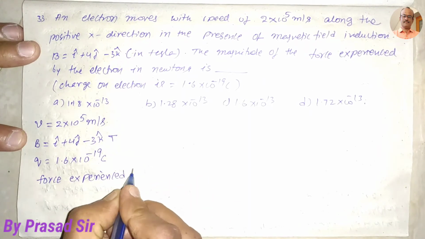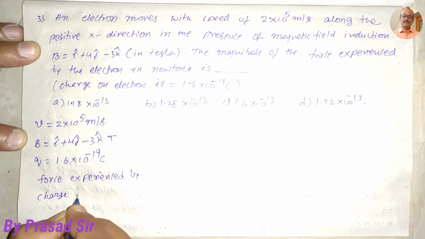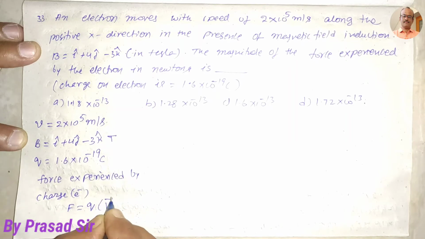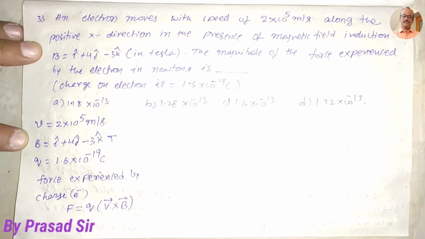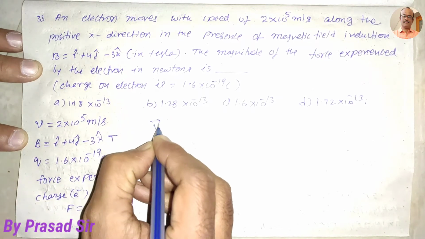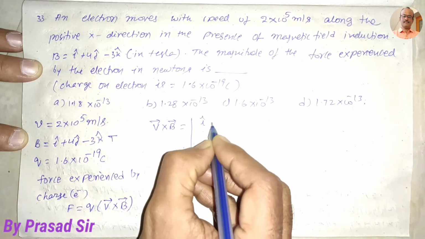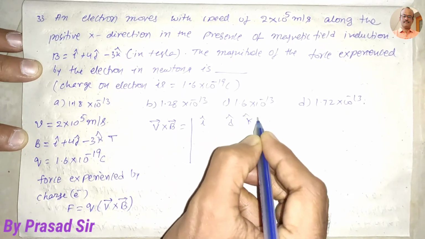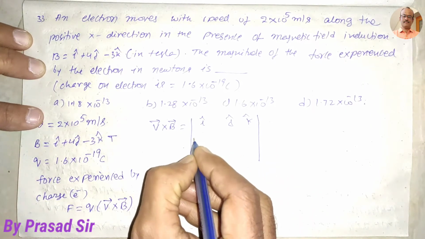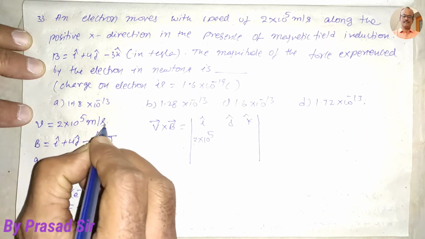experienced by charge, that is nothing but electron. Here force is equal to charge times v cross B. So charge we know, v cross B we want to find. So first of all we will find v cross B, which is the determinant with i cap, j cap and k cap. Here velocity, how much is given? That is 2 into 10 to the power of 5, that is along the positive x direction.